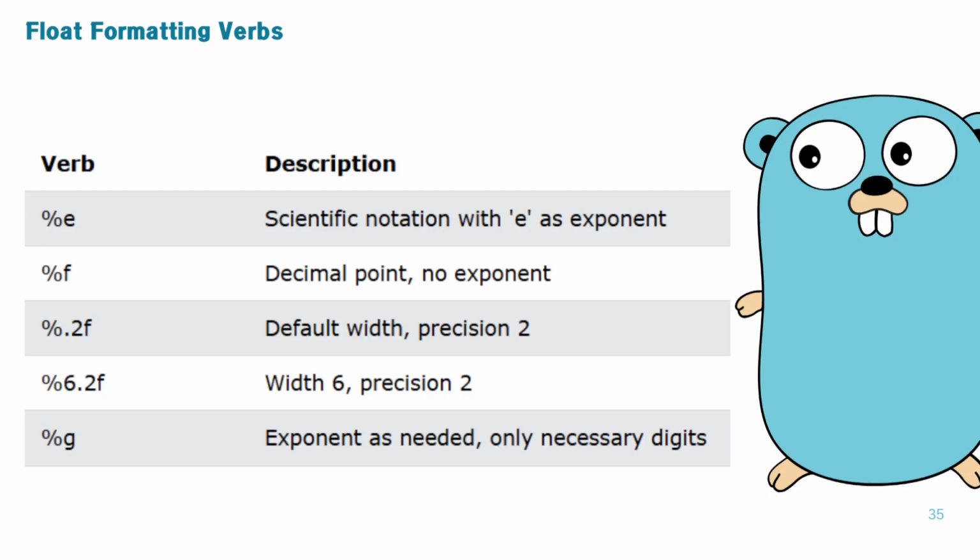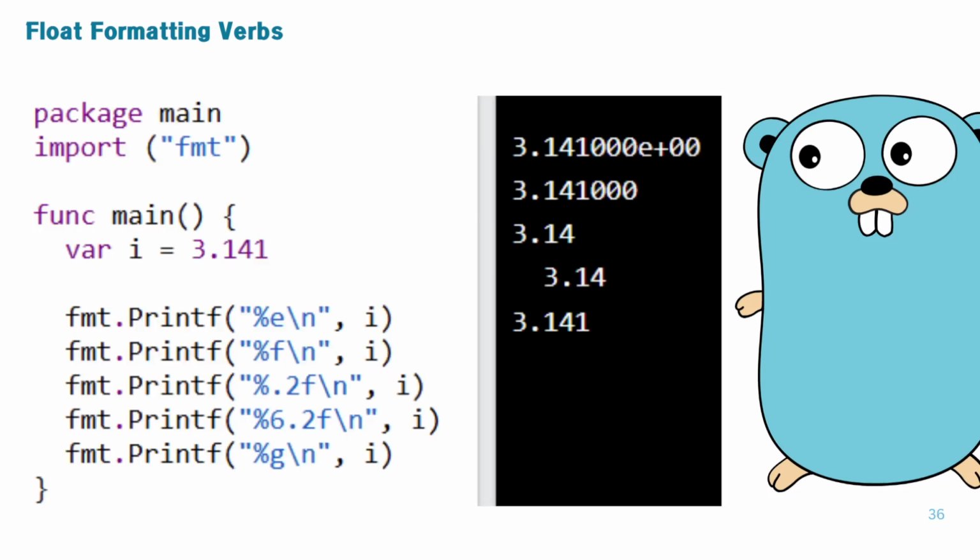Then we have float formatting verbs, which is %e, scientific notation with e as exponent, so it prints values in the format of e, exponent format. Then we have %f, which is decimal point, no exponent, it just prints with a point like 2.4 and all that stuff. %.2f is default width with precision 2, %6.2f is width 6 with precision 2, and %g is exponent as needed, only necessary digits.